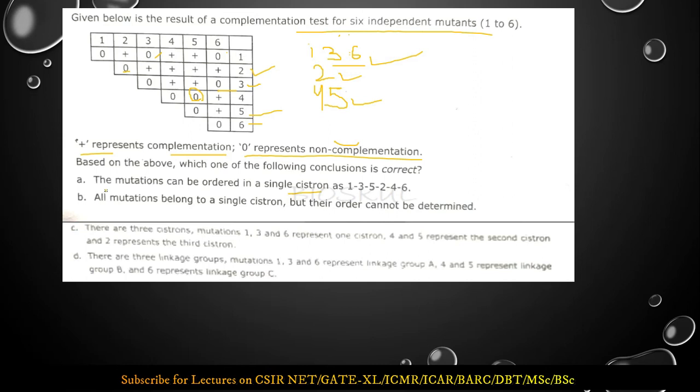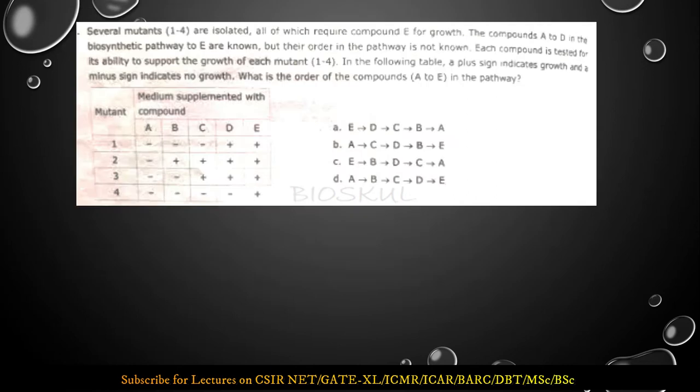Let's see the options. Can the mutations be ordered in a single cistron? No, here the mutations are in 3 cistrons. Do all mutations belong to a single cistron? No. So option B and option A are wrong. There are 3 cistrons. Mutations 1, 3, 6 represent 1 cistron. Yes, right. 4 and 5 represent the second cistron. True. Then 2 represents the third cistron. That is also correct. So for this question the correct answer is option C. Let's see the next question.